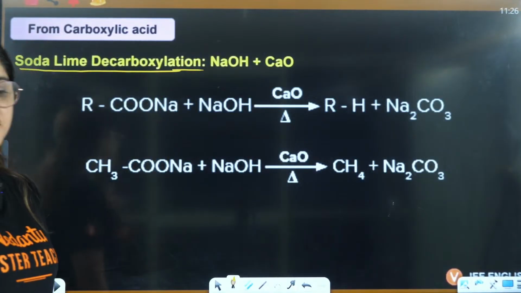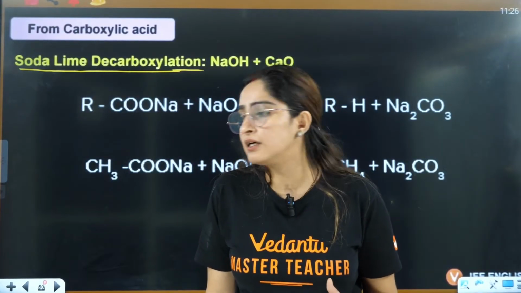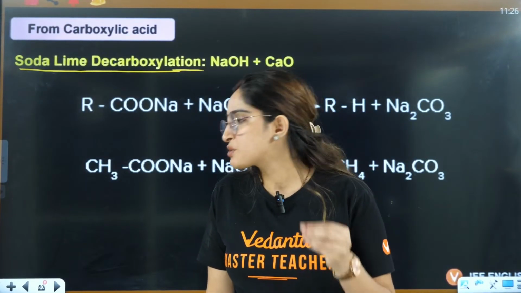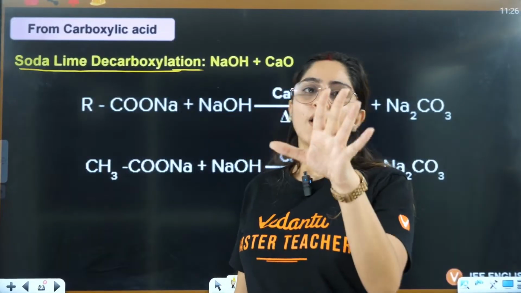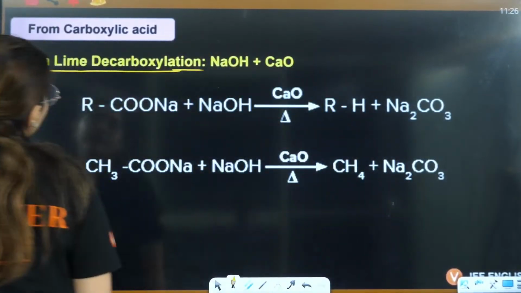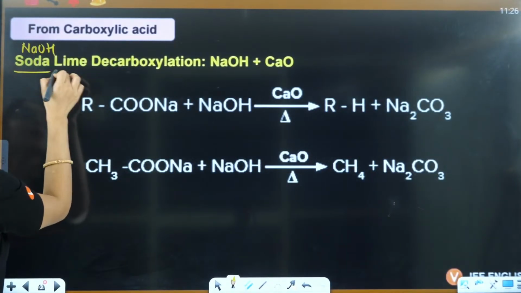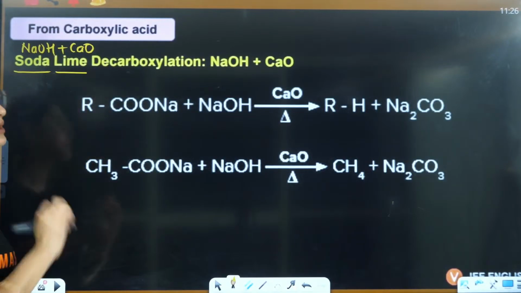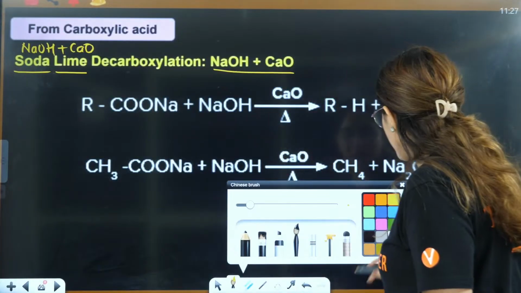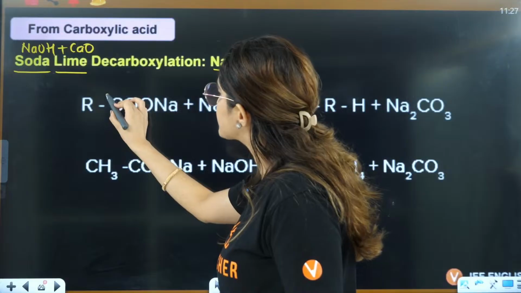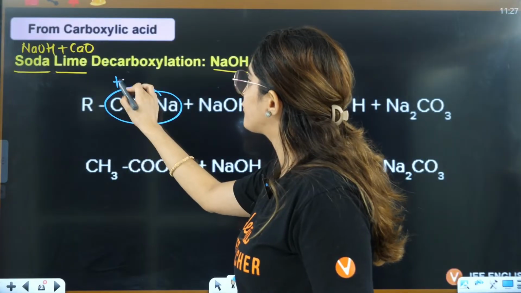and Kolbe's electrolysis, again one of the most important reactions here. These two are very highly important. Okay, so let's discuss Kolbe's electrolysis and soda lime decarboxylation one by one, right? So in soda lime decarboxylation, what is soda? Soda means caustic soda, that is NaOH. Lime means quick lime, that is CaO, right? So soda lime, NaOH plus CaO, is used here, and decarboxylation means CO2 will be eliminated here, and you will have the placement of H here.